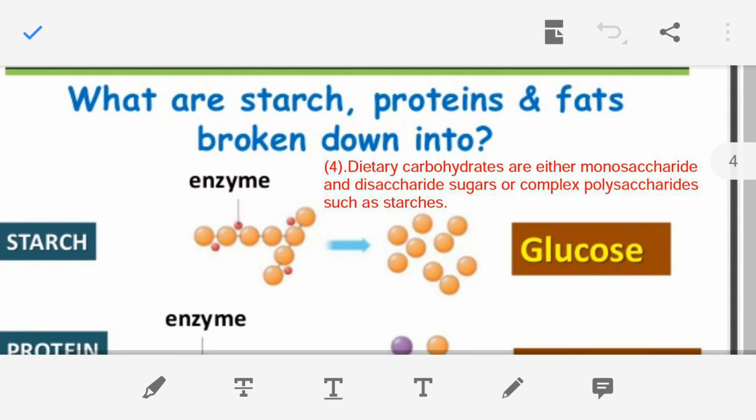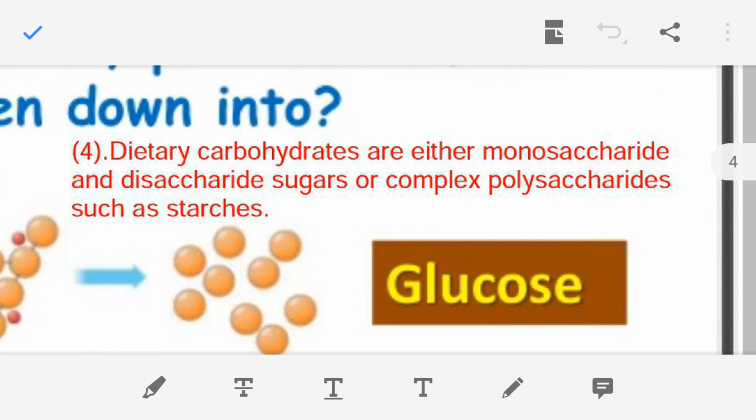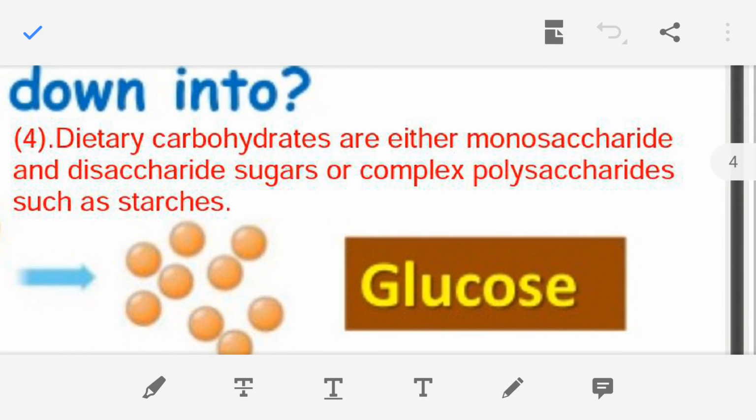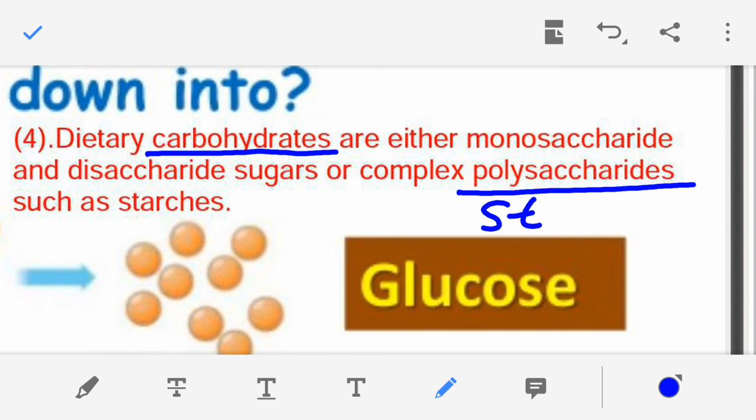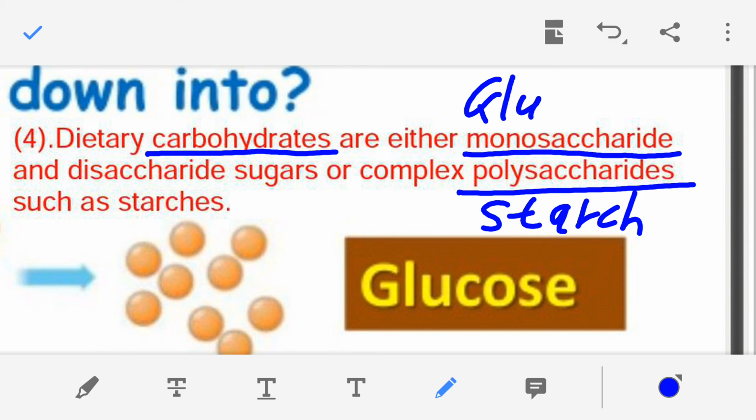Now moving on to the fourth point. In our food, as I have told you earlier, there are carbohydrates. Which carbohydrates are there in our food? Polysaccharide, mainly starch, is there. Then we have monosaccharides, let's say glucose is there.